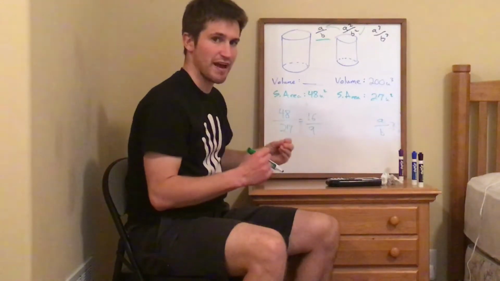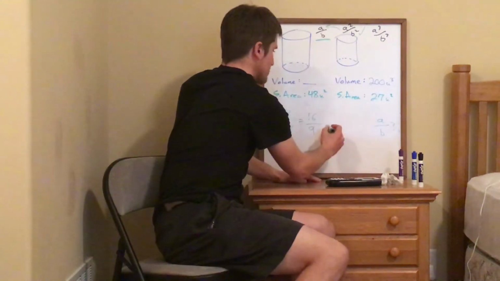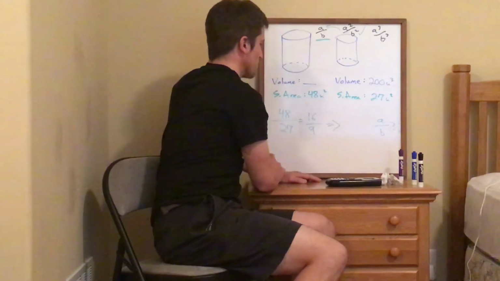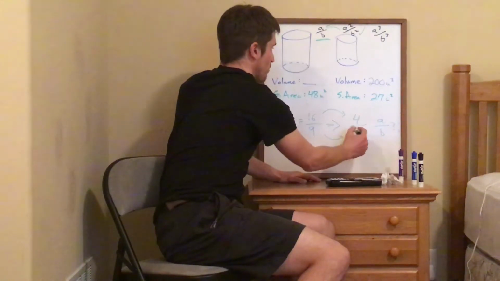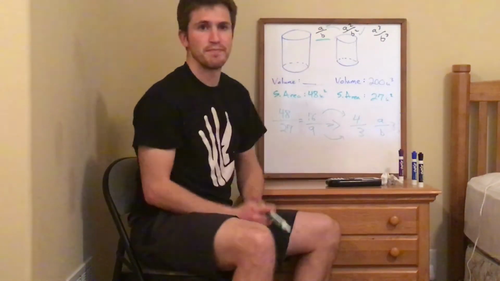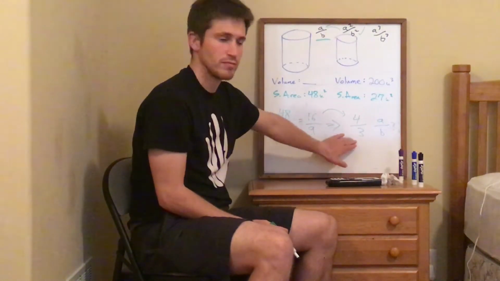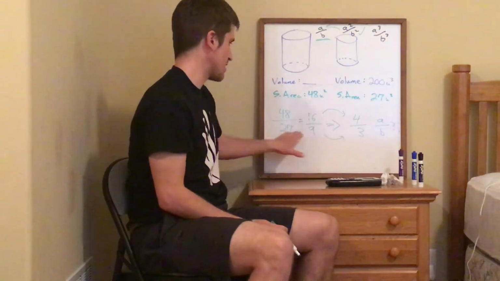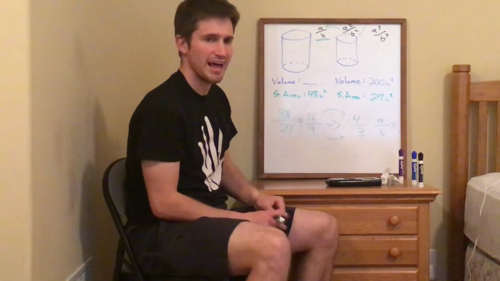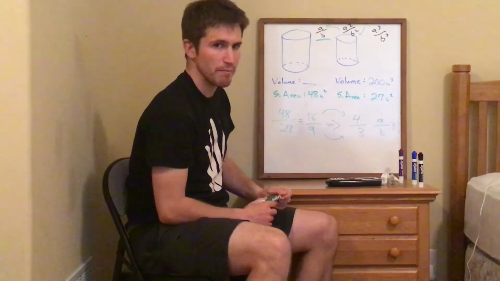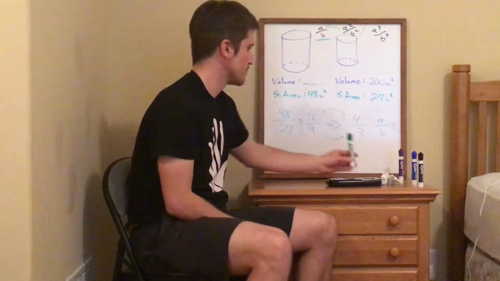To find the scale factor, I actually have to take the square root. Square root of 16 and square root of 9. I'm looking at a ratio of 4 to 3. That is the scale factor. This is just the same as what I started with. I just reduced it so it looked nicer and had perfect squares on top and bottom. So 4 to 3 is my scale factor.